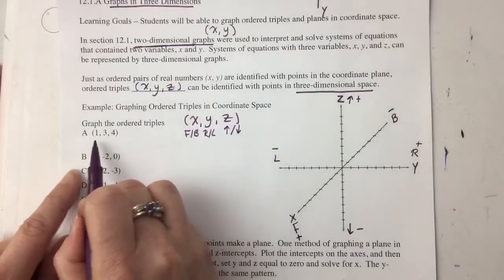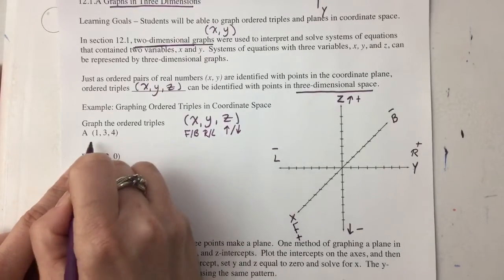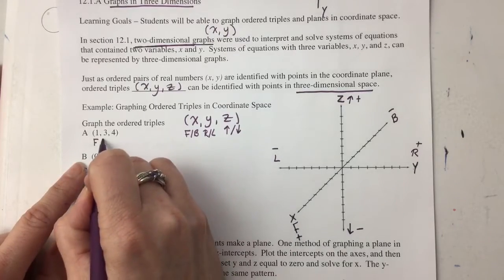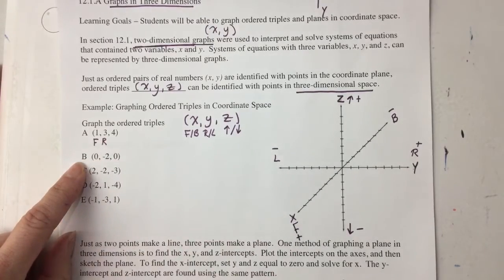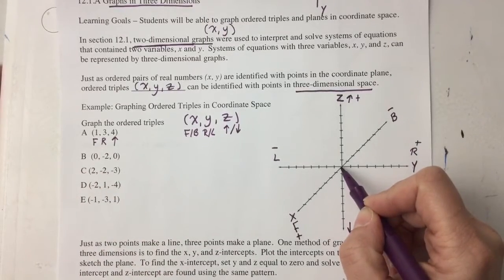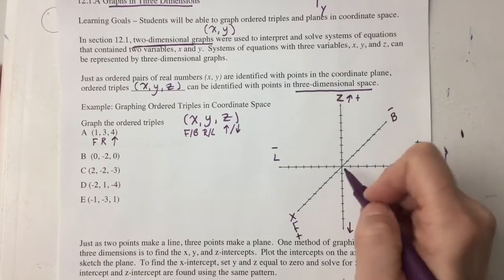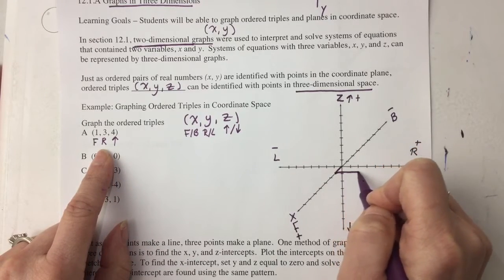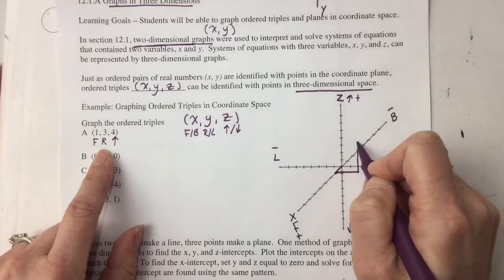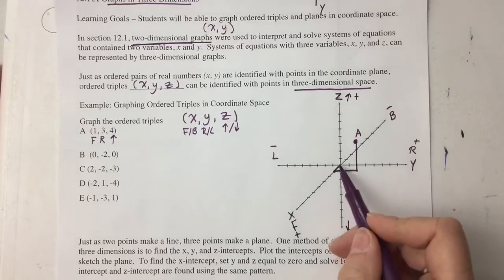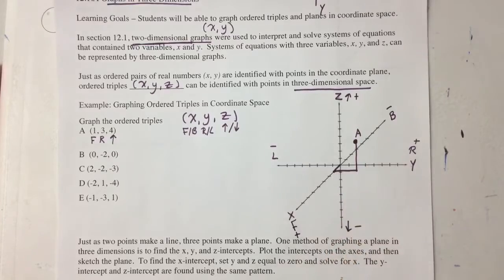So if I am graphing 1, 3, and 4, 1 is positive, so I go forward on the diagonal. 3 is positive, so I head to the right. 4 is positive, so I go up. So just like when you're graphing on a coordinate plane, you do start at that origin. I'm going to travel forward 1 unit, go to the right 3 units, and then go up 4 units. There's my point. That is A. So notice I traveled forward, right, and up.